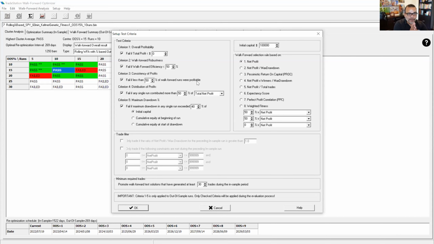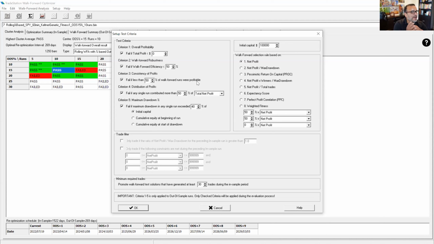Number 4 is distribution of profits. This is distribution of profits among all the different runs. Fail if any given run contributed more than 50% of the total net profit. This is important. Again, we go back to the same idea that the data is being split up in chunks or segments, and these segments have to provide you profitability, but it doesn't want any singular segment to contribute more than 50% to the total net profit. Very cool, huh? So that makes sure that you have a little bit of consistency of profits across the different runs.